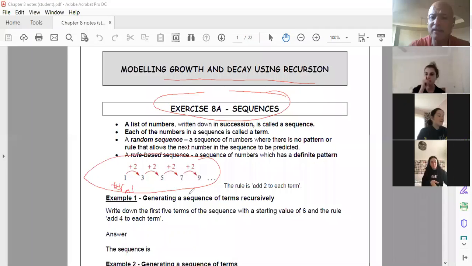What's the rule that we're doing here? As you can see, we are adding 2 to the previous number to get the next one. So we started with 1, we add 2, we get 3, add 2, we get 5, add 2, we get 7. So this has got a pattern, right? Definite pattern, and therefore it's rule-based. If we've got random ones like here, then we're not going to get anything, because really we can't find any pattern, so it's not going to be a sequence that we'll be able to do.